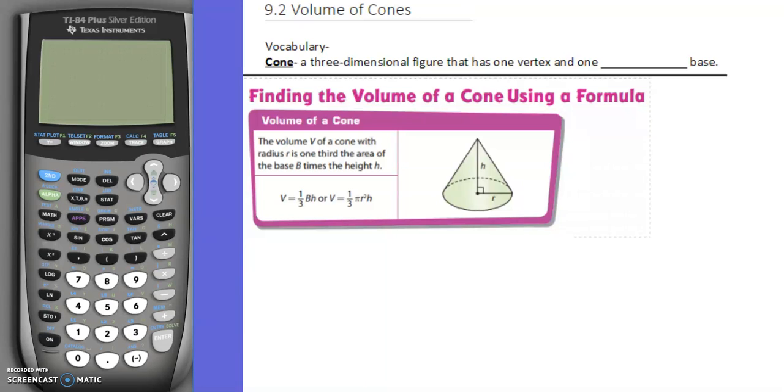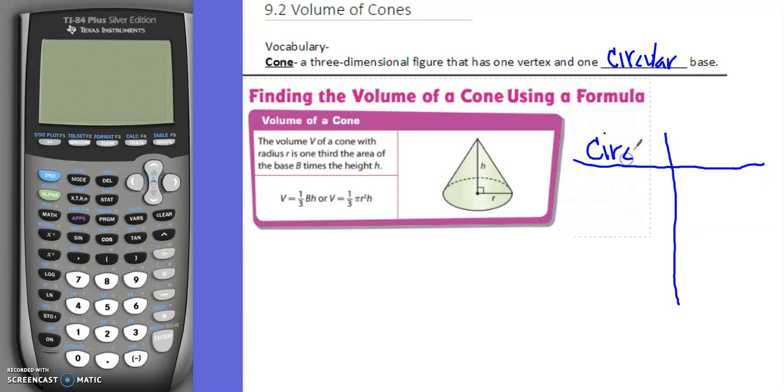Volume of cones. A cone is a three-dimensional figure that has one vertex and one circular base. So the volume of a cone with the radius r is 1/3 the area of the base, big B, times the height, h. When we do our cone, we're having our circular base. Remember, the area of a circle is pi r squared. And we have a cone. The volume of a cone equals 1/3 big B, the area of the base, times height.